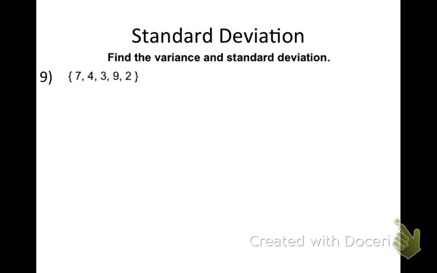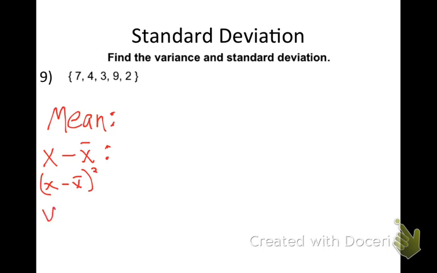Let's try number 9 here. Take a couple seconds to try number 9. The first thing you want to do, we'll go through steps, is find the mean. After you find the mean, you find the values minus the mean. And then you want to square those values. And then you find the variance. And then lastly, you'd find the standard deviation. Okay, so take a couple seconds to try this problem on your own.